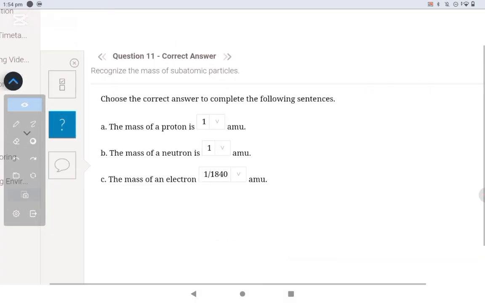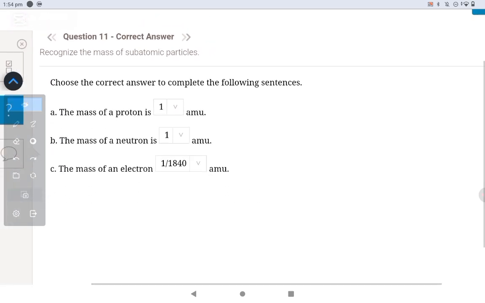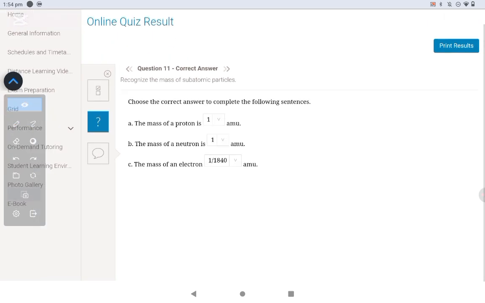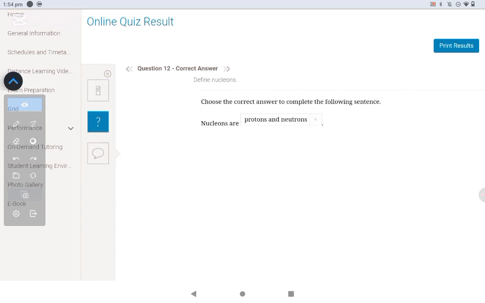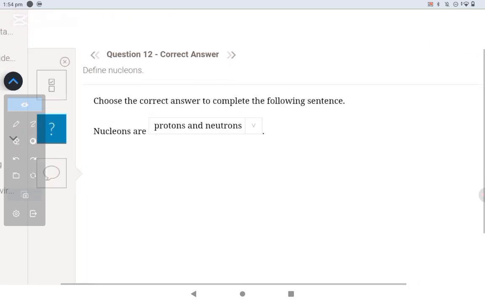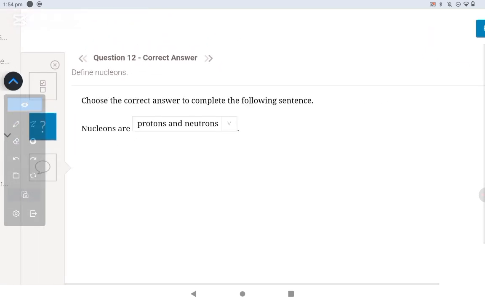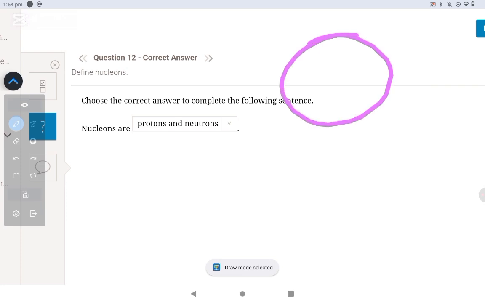A mass of a proton. You need to memorize this. The mass of a proton is 1 AMU. The mass of a neutron is 1 AMU. The mass of an electron is 1 over 1840 AMU. Nucleons are protons and neutrons. So nucleons is what is inside the nucleus.